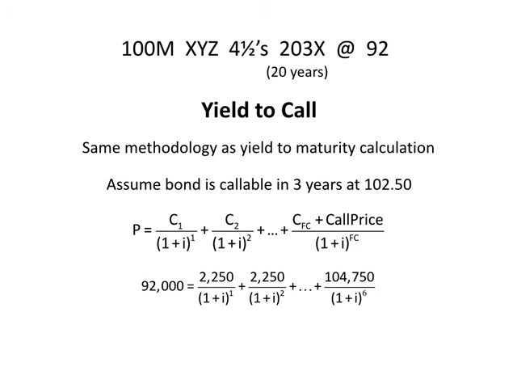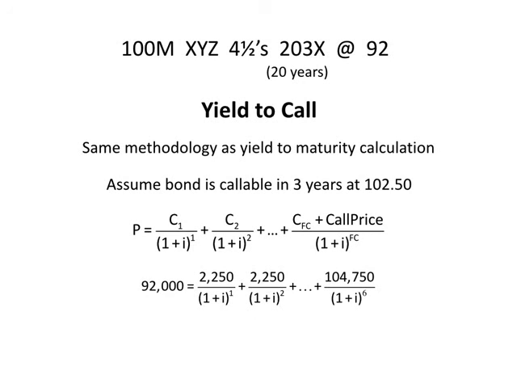Since it's the same bond, though now callable, with the same coupon, there are the same $22.50 periodic coupon payments each period prior to call. The final cash flow is $104,750, that amount being comprised of the $2,250 semi-annual coupon payment, the $100,000 par value, and the $2,500 call premium required if the bond is called as of the first call date. That sets the problem up.